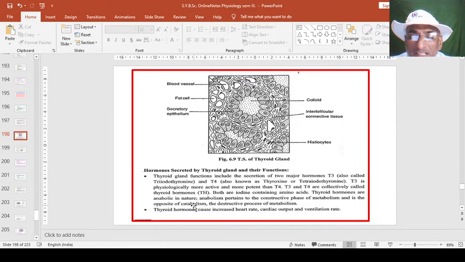So anabolism and catabolism is equal to metabolism. So this is the natural phenomena, and thyroid hormones are anabolic in nature. So they are playing a key role in construction of the food material or constructive phase of the metabolism. Thyroid hormones cause increased heart rate, cardiac output, and ventilation rate. So these hormones cause these three: heart rate, cardiac output, and ventilation rate is controlled there too.